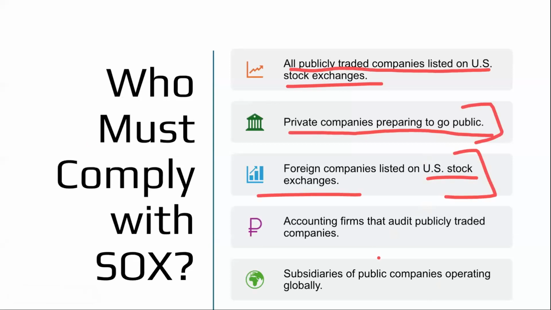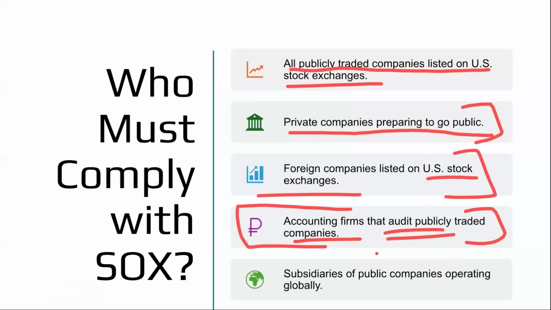Accounting firms that audit the publicly traded companies also need to comply, because I told you, in this case, the accounting firms were basically colluding. That is why they also have to comply with SOX. Subsidiary of public companies operating globally. Any subsidiaries of public companies also need to apply.